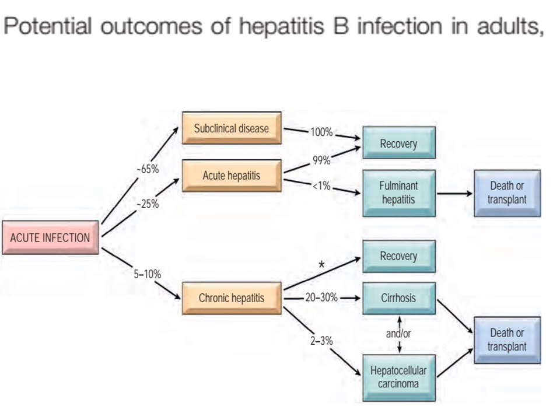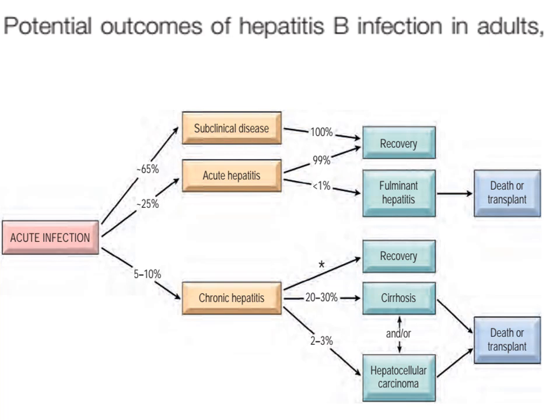This is the potential outcome of the hepatitis B infection in adults. Acute infection can lead to subclinical disease, acute hepatitis, or chronic hepatitis. 65% of cases lead to subclinical disease, which leads to recovery, almost 100% of the time. But 20% of cases can produce acute hepatitis, among which 99% will be able to recover.